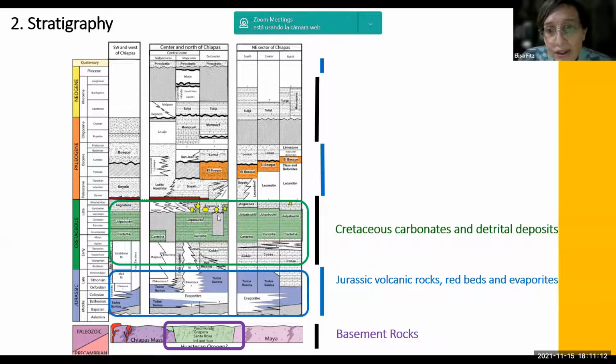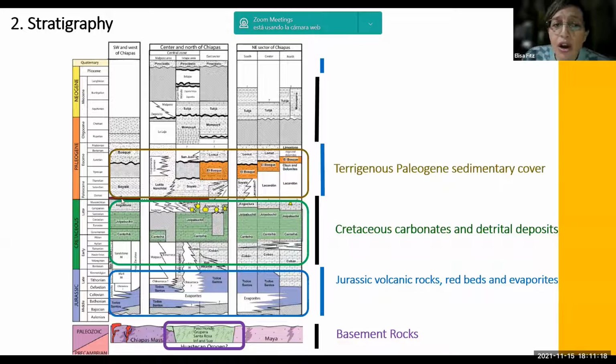This package of rocks are in turn covered by relatively deep water turbidites of the Soyalo formation, which is Paleocene in age, which rapidly change facies to shallower water conditions during the Eocene, even in parts to continental conditions, which is evidenced by the deposition of El Bosque formation, which is extended pretty much in a big region of Chiapas, except perhaps in the Northeast where we still have dominantly marine deposits.